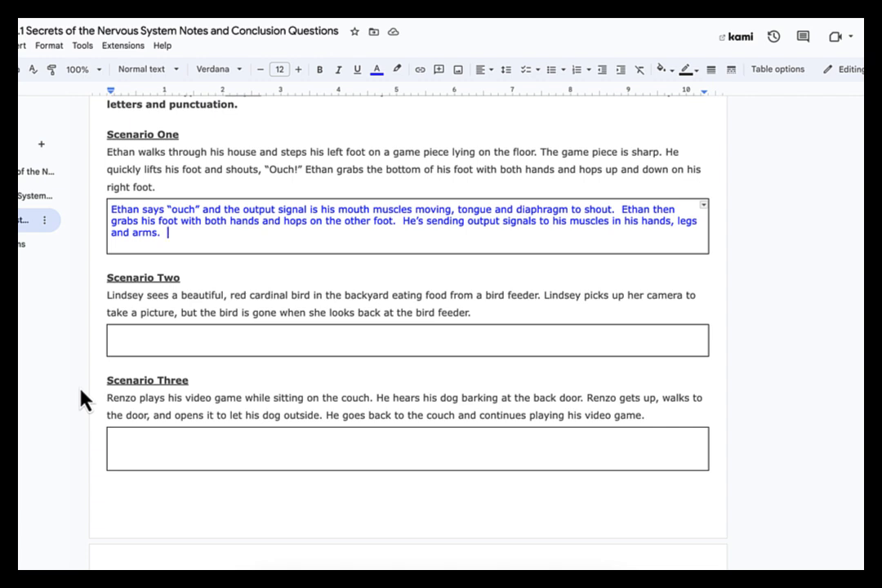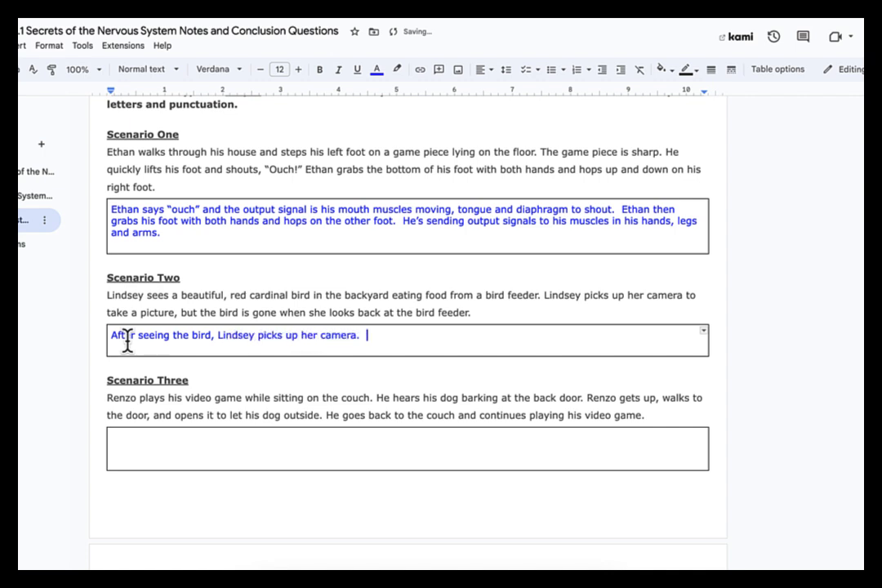If we're going on to scenario two, this is where Lindsay sees this beautiful red cardinal in the backyard eating food from the bird feeder. She picks up her camera to take a picture, but the bird is gone when she looks back at the bird feeder. Again, we know she takes in the sight, but what happens next? Well, the output would be after seeing the bird, Lindsay picks up her camera.